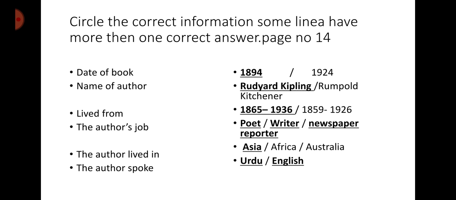Circle the correct information. Some lines have more than one correct answer. Page number 14. Date of book, that is 1894. I have written all the answers in bold and capital letters. Name of author, Rudyard Kipling, lived from 1865 to 1936. The author's job is he was a poet, writer and a newspaper reporter.